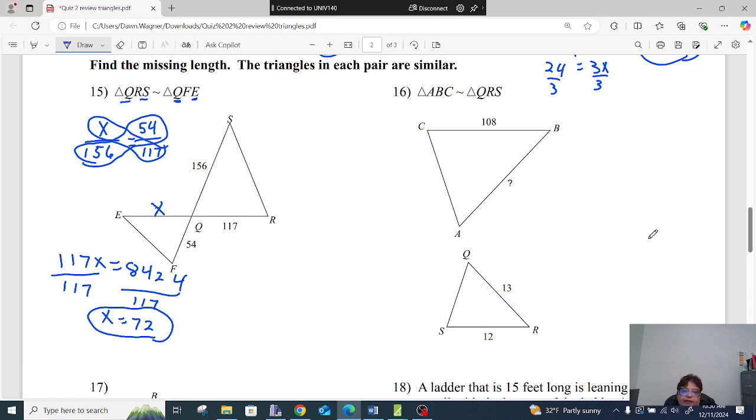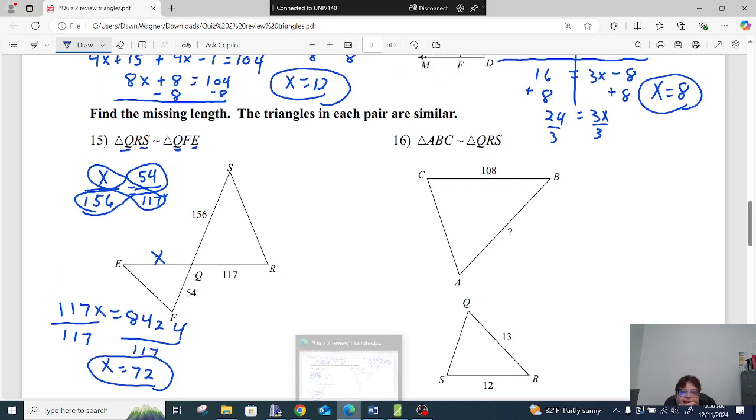I'm over here and I see, here's my x, which is AB. AB is the first two letters. So I'm going to put X over and then QR. QR is 13. That has to equal, over on this side, I have to come from this triangle because that's where my X was. That's where I started with. And that's CB or BC, and that's 108. And those are the second two. So RS would go under here, which is 12.